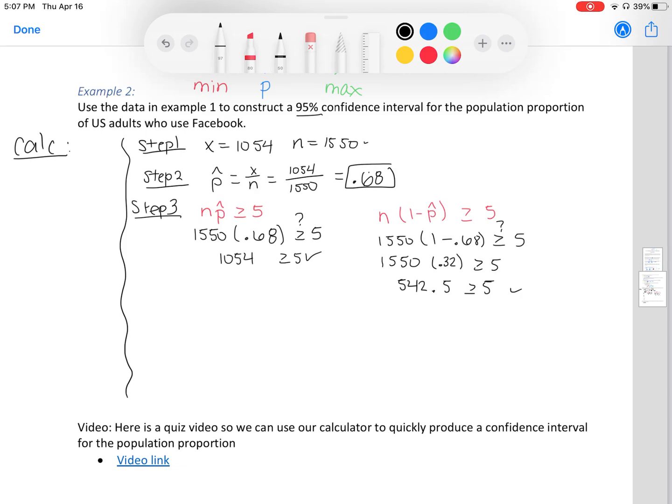All right, step 4. Step 4 above reads to find that critical value, that zc. So we're working with a confidence interval of 95%, and that tells us that we have a zc of 1.96. We use that from our chart from section 6.1, and I also quickly referenced that chart in the beginning on the first page. Step 5, find our error.